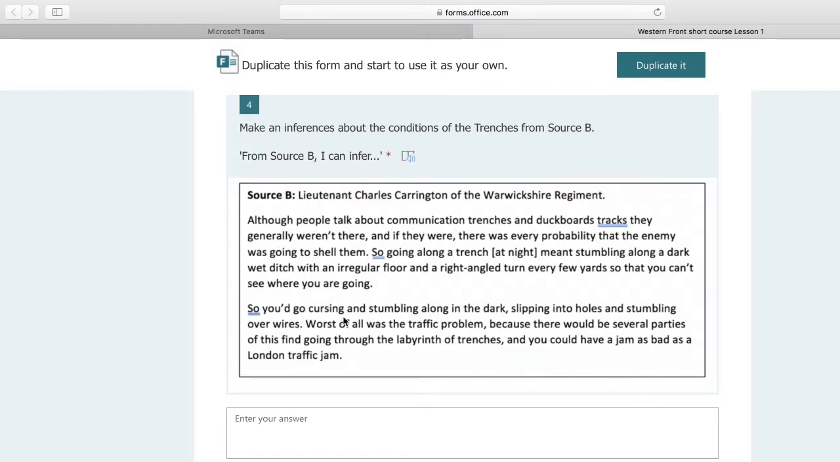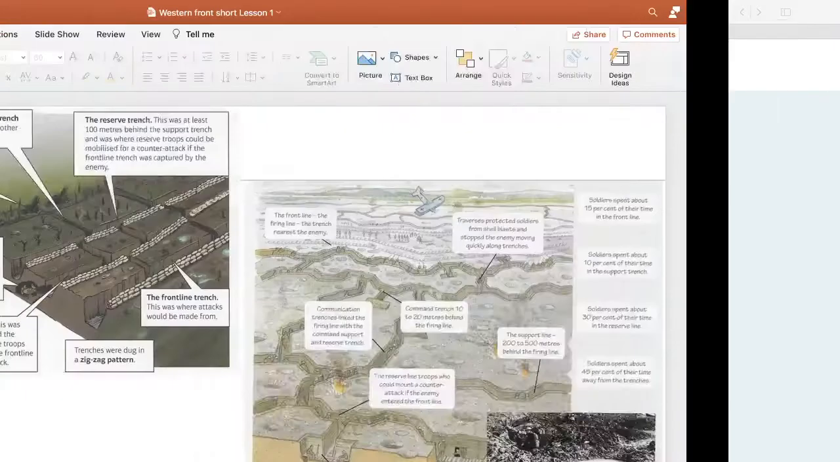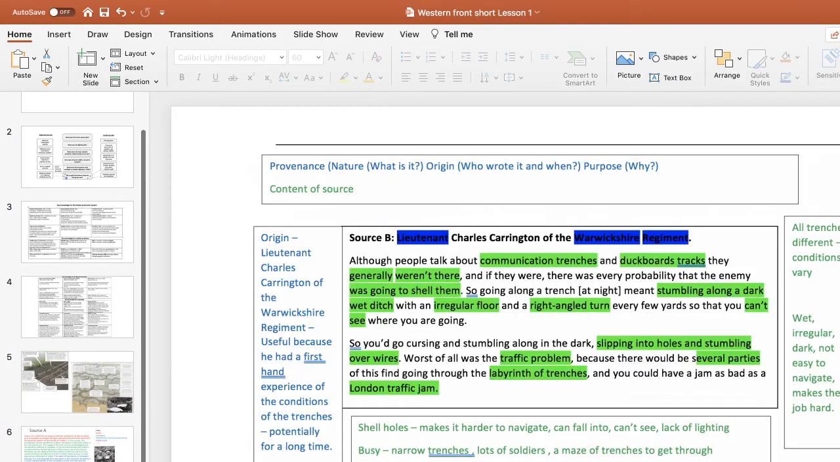You're going to read through source B and tell me what you can tell about the trenches based on what you've read. To help you out, on the screen I have put up my annotations of the source. The green is the content of the source. So what can you tell based on what the source is saying? And the blue is the provenance, the nature, the origin, or the purpose, or maybe a few.